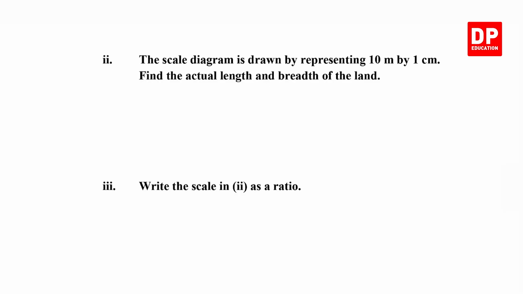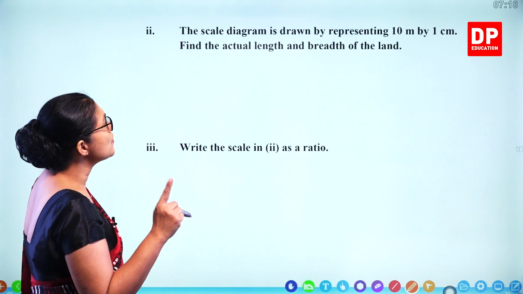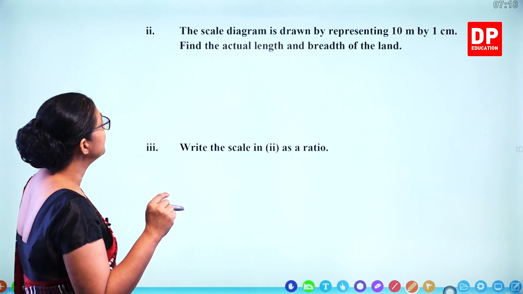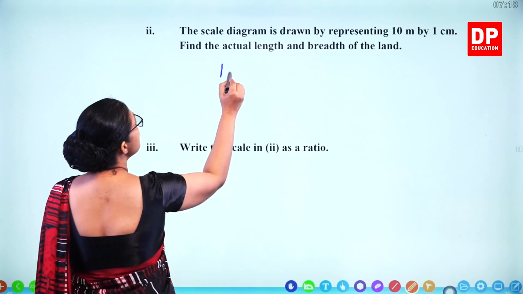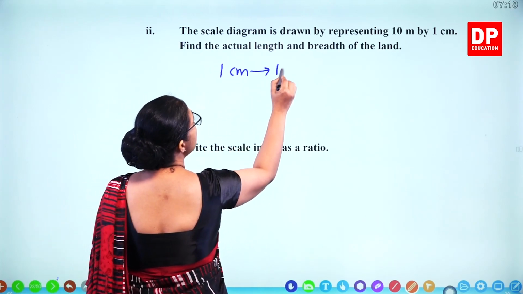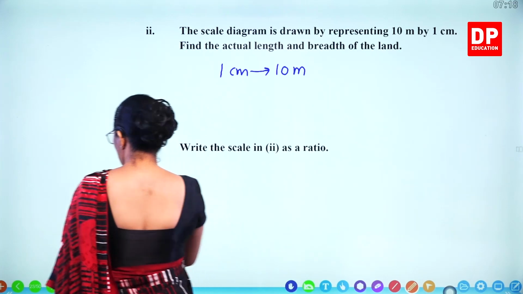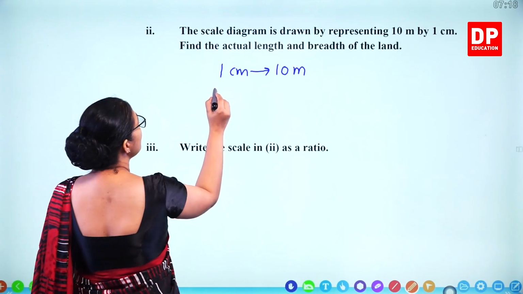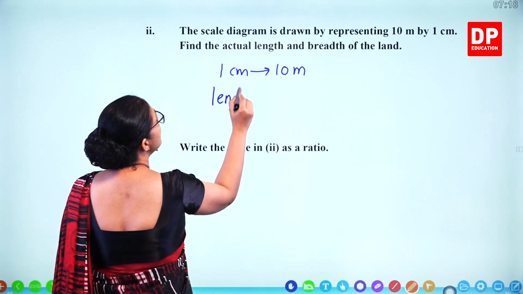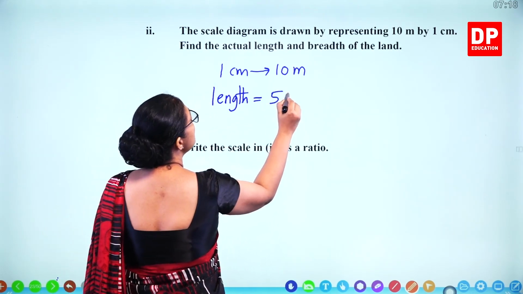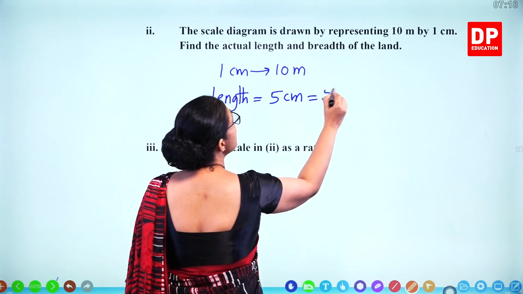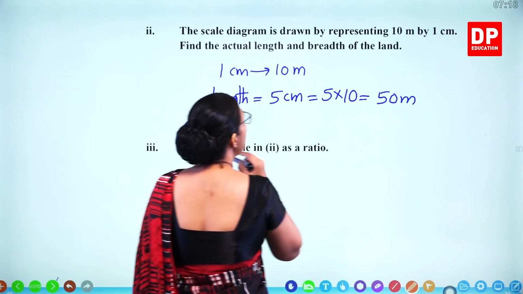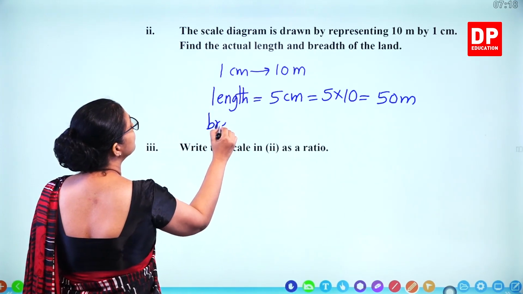The scale diagram is drawn by representing 10 meters by 1 centimeter. Find the actual length and breadth of the land. So 1 centimeter is 10 meters. What's the length of the land? 5, and breadth is 4. So length becomes 5 centimeters, which means 5 times 10, 50 meters. That's the actual length. What's the breadth?